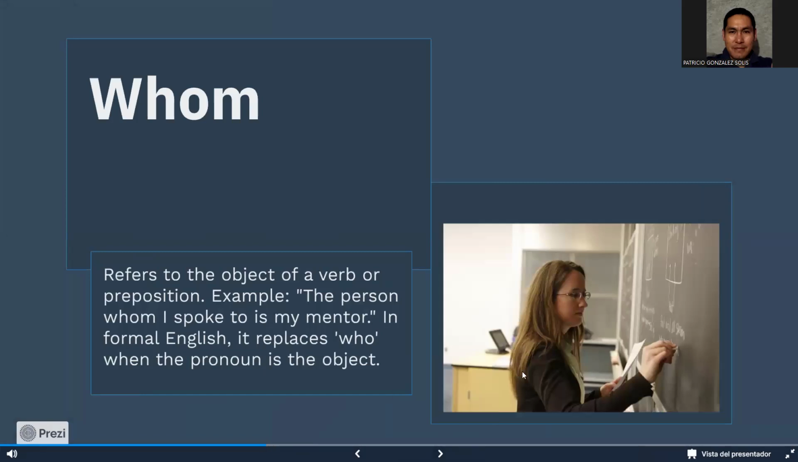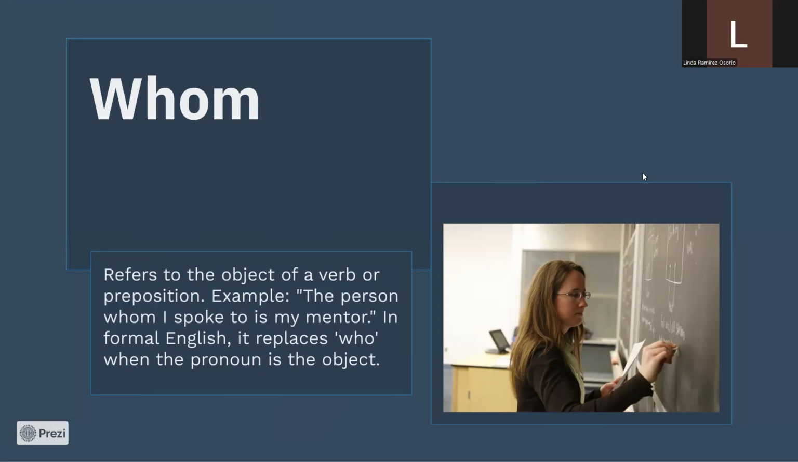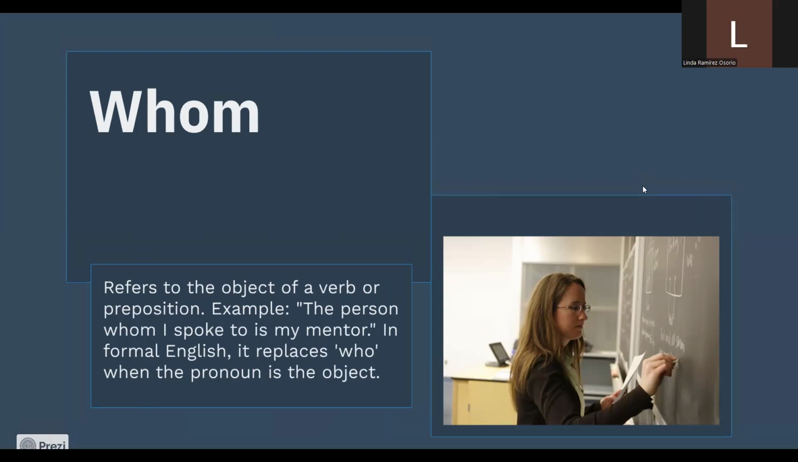Next, whom. My dear Linda, continue. Whom refers to the object of a verb or preposition. Example: the person whom I spoke to is my mentor. In formal English, it replaces who when the pronoun is the object. Thanks. What's this, my dear students? You say, teacher, but this is the person. Person is somebody or someone. So why not whom?